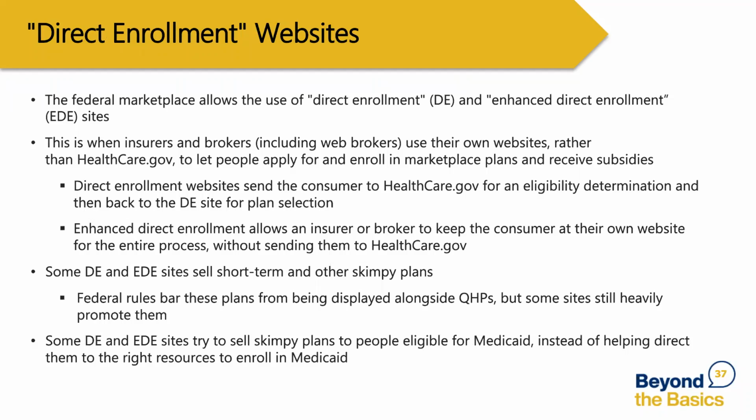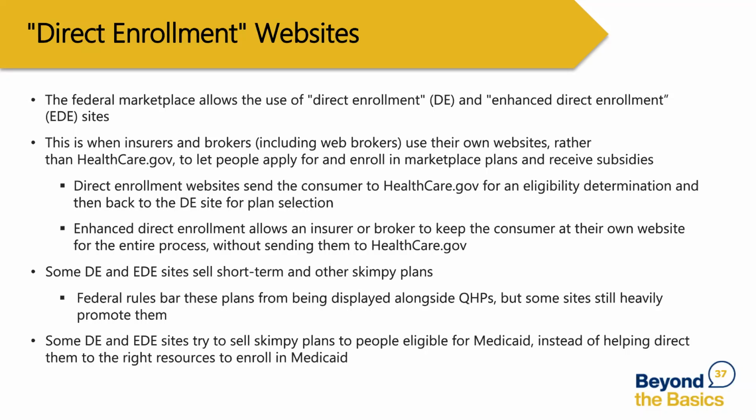Direct enrollment is something that is allowed. The federal marketplace allows this practice. Direct enrollment is called DE, and enhanced direct enrollment is called EDE. This is when insurers and brokers, including online web brokers, use their own websites rather than healthcare.gov to let people apply for and enroll in marketplace plans and receive subsidies. With direct enrollment websites, those will send the consumer to healthcare.gov for an eligibility determination, and then back to the direct enrollment site, the insurer site or the broker site, to select a plan.